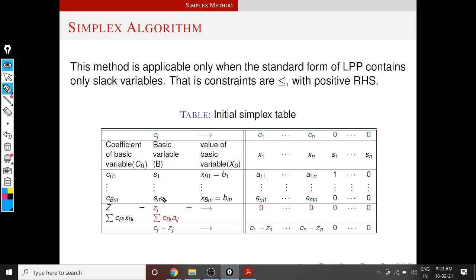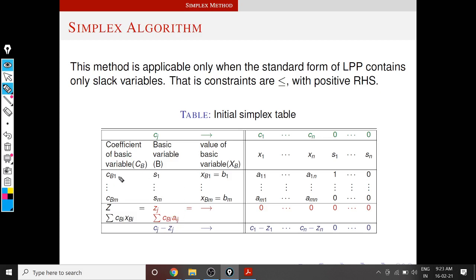Okay, S1, S2, Sn, and this is from our constraints. This portion is from our constraints, and they are the values of the basic variables. Initially, they are all the right hand side of our constraints. This is the cost of each of the variables. Then we can calculate these values using the formula CBi Aij.